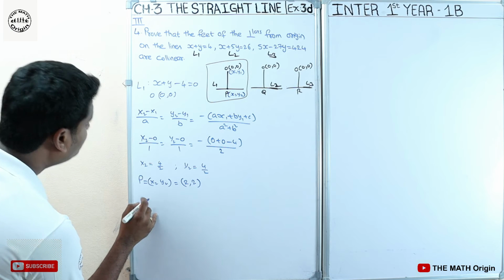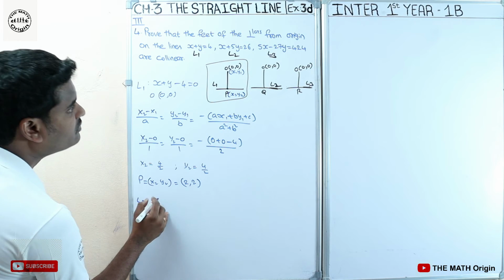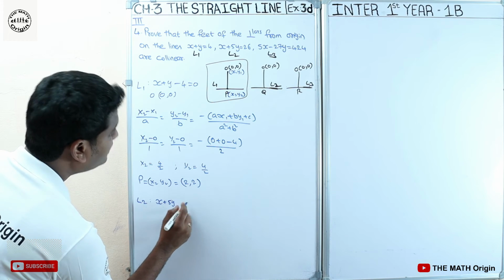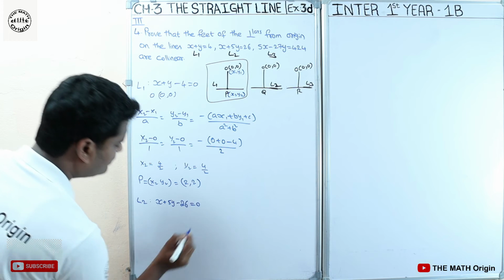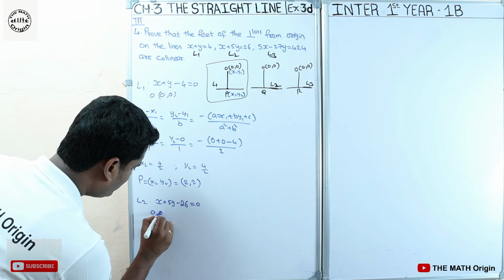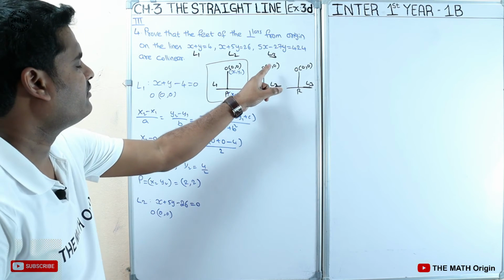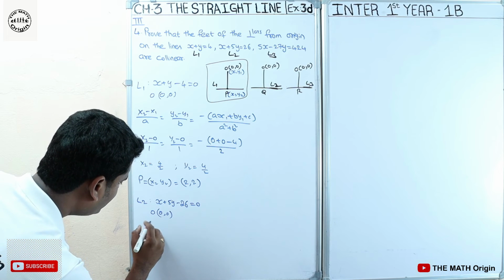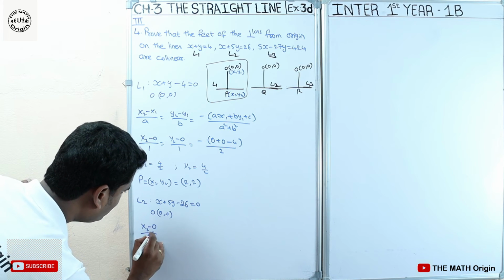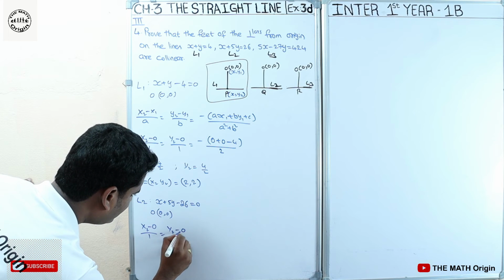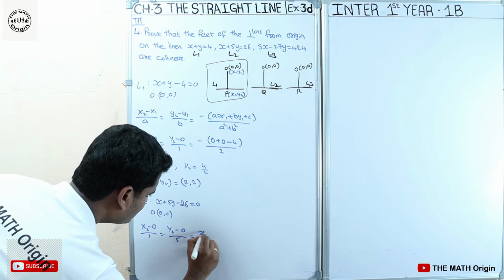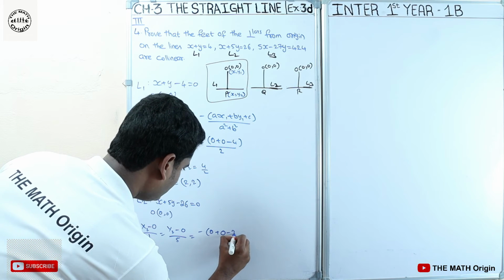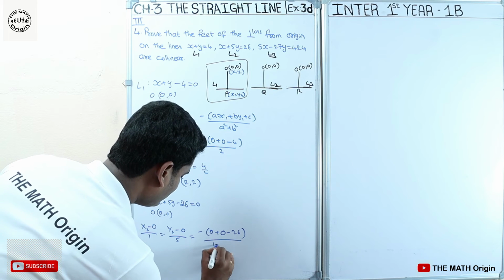Next, for the point Q, we have line L2. Line L2 is x plus 5y minus 26 equals 0. We have a line and also the perpendicular from point O onto the line, giving point Q. For this we derive the same equation: (x2 minus 0) by a is equal to (y2 minus 0) by b, which is 5, is equal to minus (a x1 will be 0, b y1 will be 0, and minus 26) by (a square plus b square), 1 plus 25.